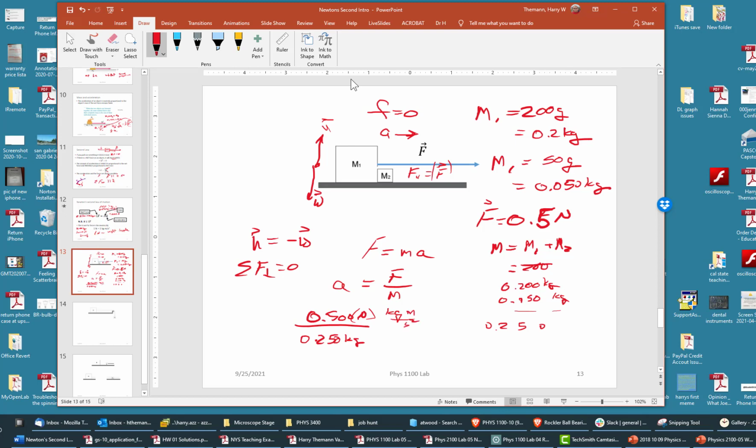So the kilograms cancel out. We get meters per second squared. That's nice. And we punch in numbers to our calculator, and we end up with 2.00 meters per second squared. Easy peasy.